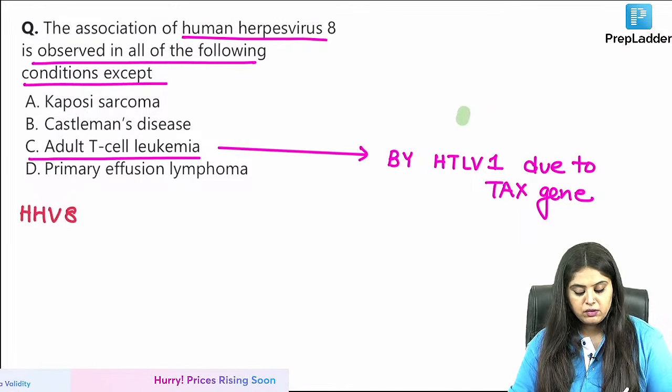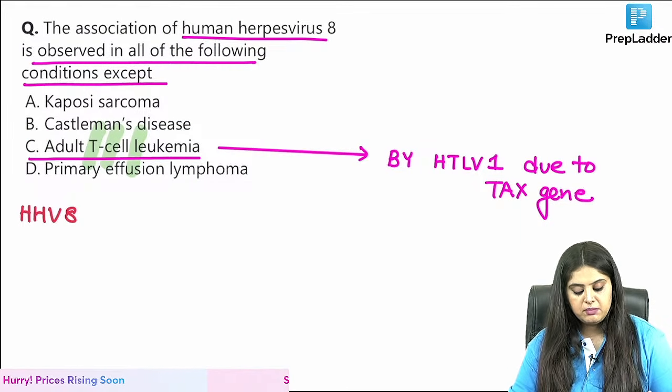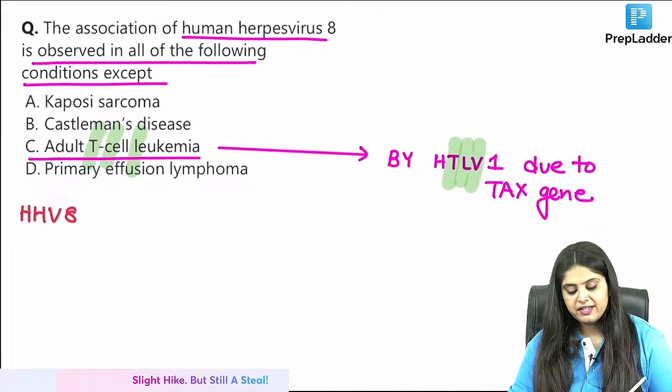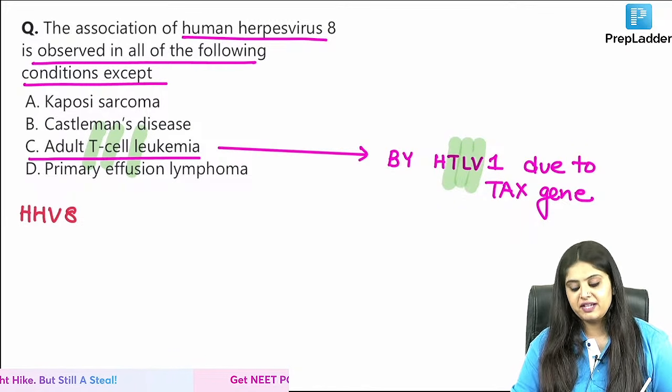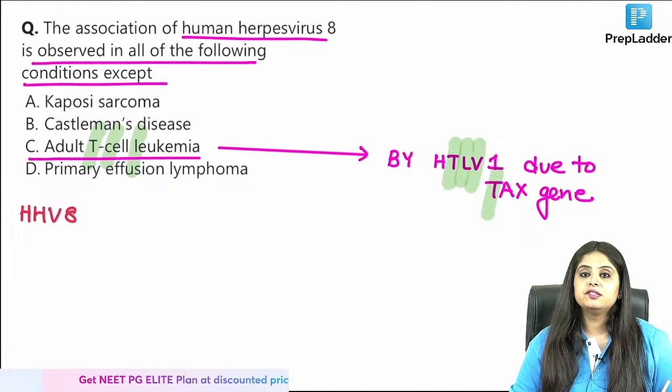Adult T-cell leukemia is caused by, look, T-cell leukemia, so the T-cell leukemia virus will cause it. Human T-cell leukemia virus causes it through which gene? It causes it via the tax gene. Question over.